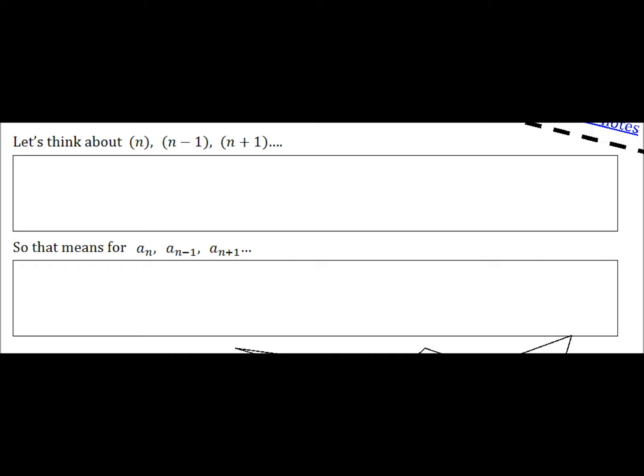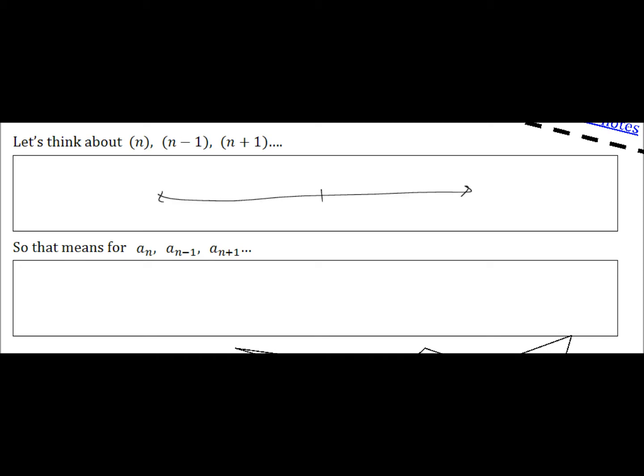In addition to arithmetic and geometric sequences, you guys are also responsible for knowing about recursive sequences. Before we talk about those, let's think about the values n, n minus 1, and n plus 1 in the context of a number line.